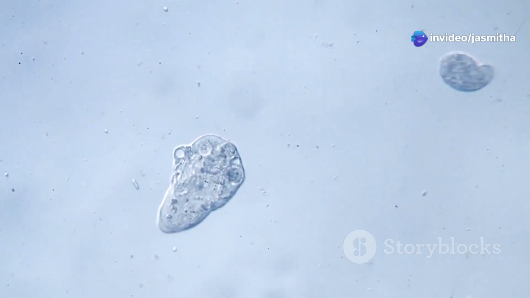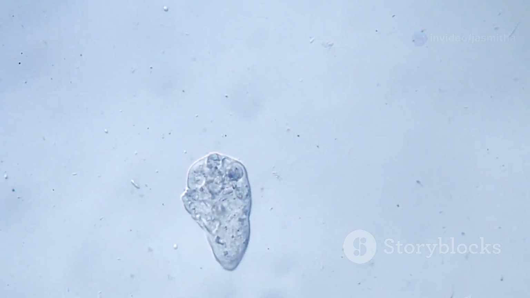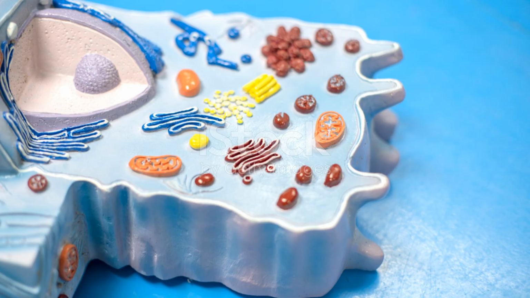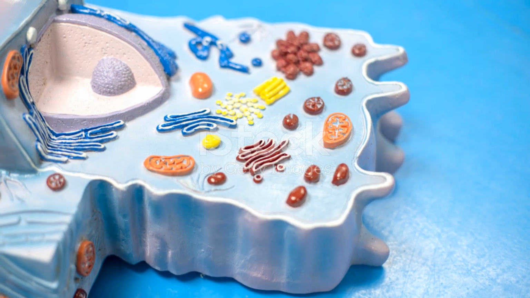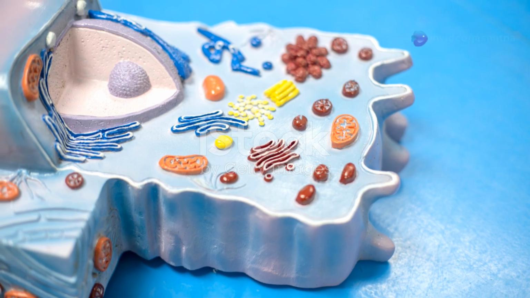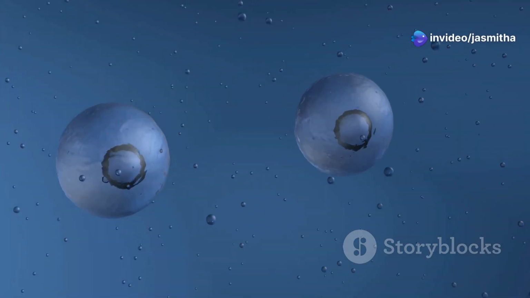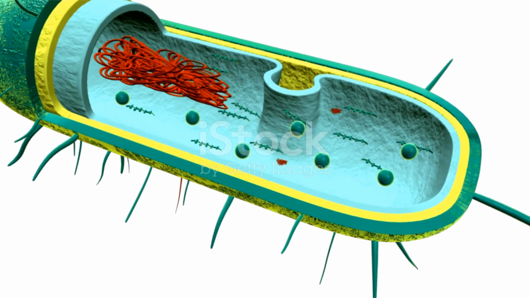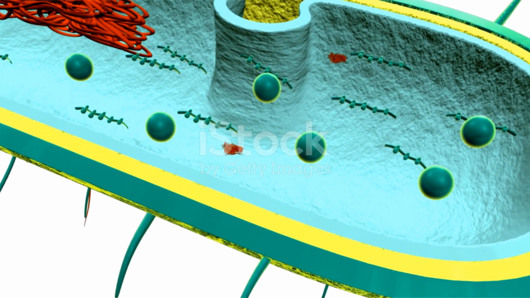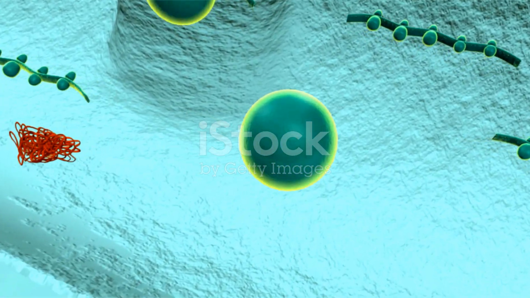Now let's talk about the two main types of cells, eukaryotic and prokaryotic. Eukaryotic cells, which make up plants and animals, are like high-tech factories with specialized structures called organelles, including a nucleus, the cell's command center. Prokaryotic cells, like bacteria, are simpler and don't have a nucleus or membrane-bound organelles. Their DNA just floats around inside.